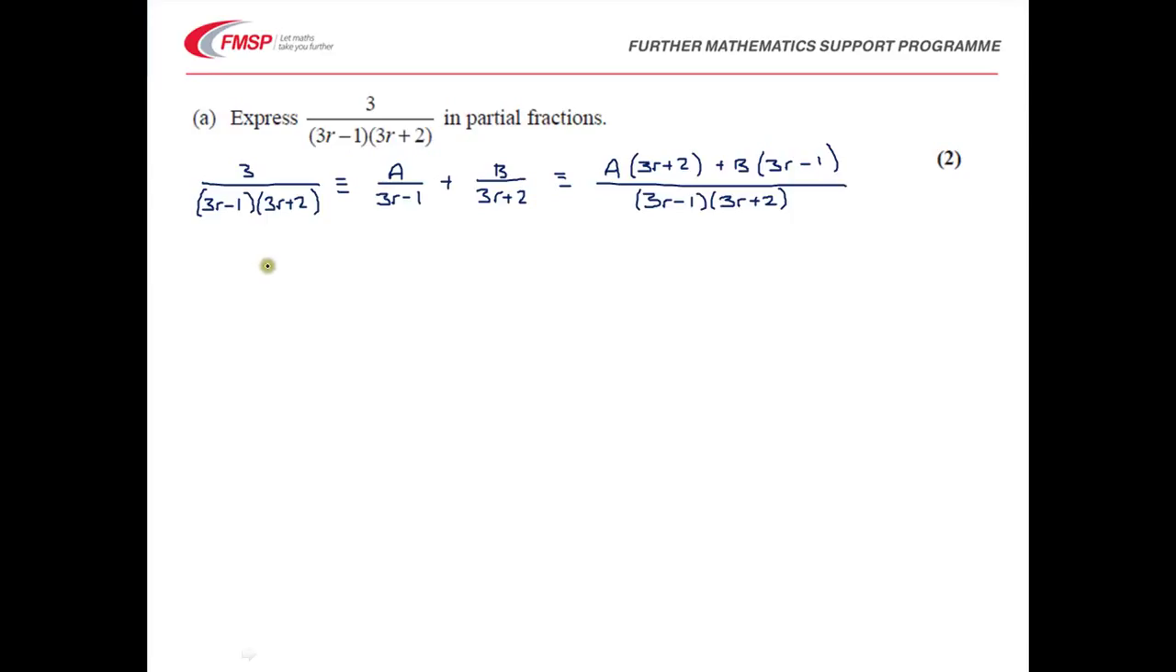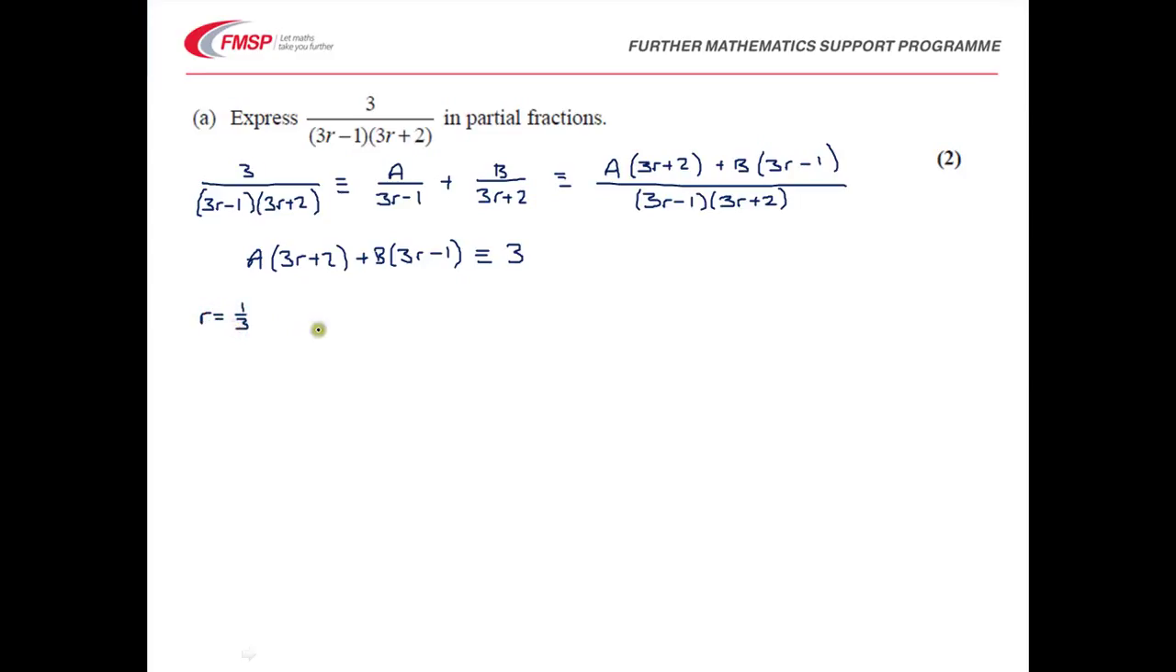And if we look at the first and last of the 3, we note that A times 3r plus 2 plus B times 3r minus 1 must be equal to 3. Note that this is true for all values of r, including those values of r for which the denominator is undefined. Well, the denominator is 0, meaning that the whole expression is undefined. We can't say that r is equal to a third, but we can use it in order to find A and B.